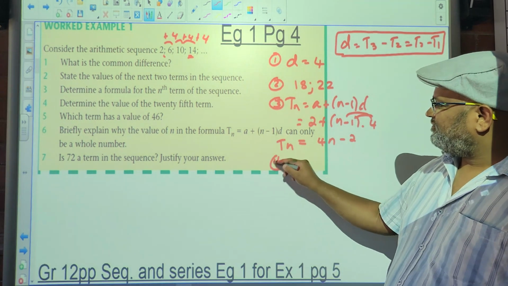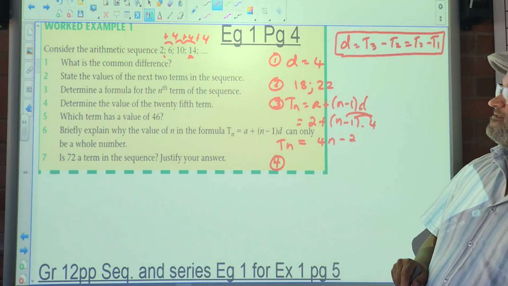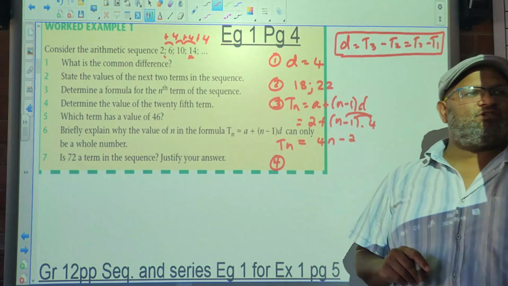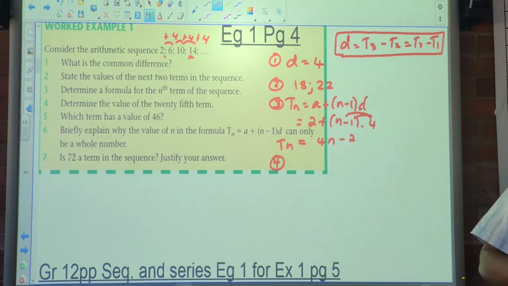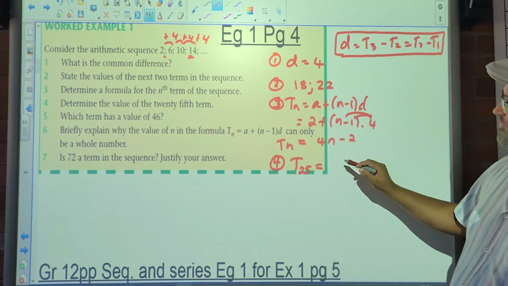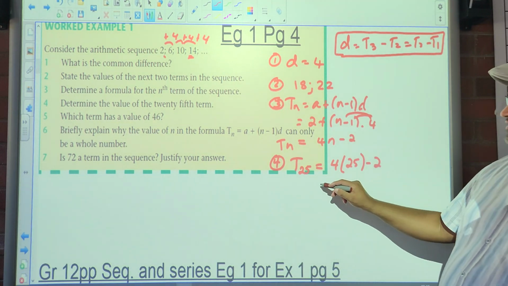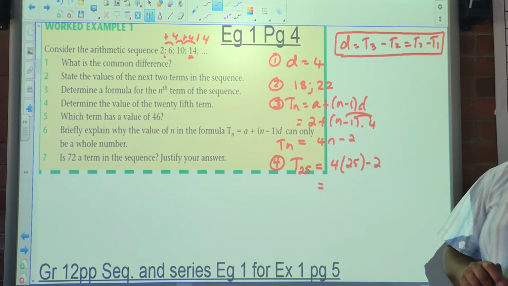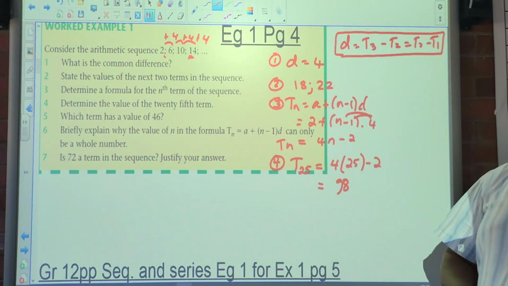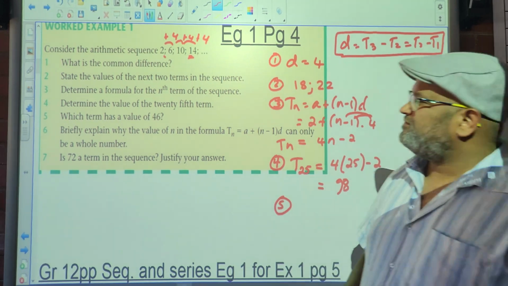Let's look at number 4. Number 4 says determine the value of the 25th term of the sequence. So what did we say? What does n denote? Term number, the position number. So the 25th term is T25. So it will be 4 times 25 minus 2. What's 4 times 25? 100 minus 2 is 98. Okay.